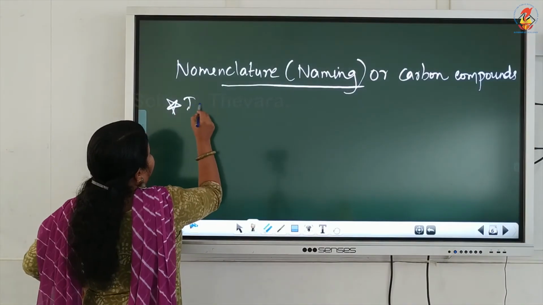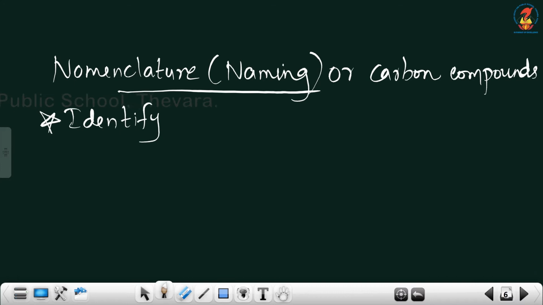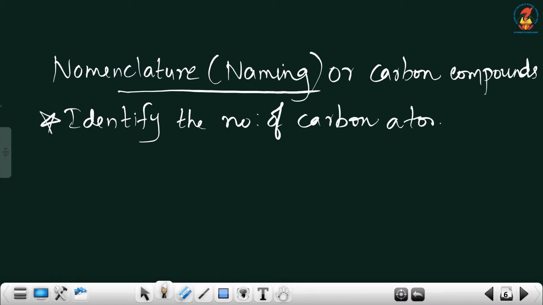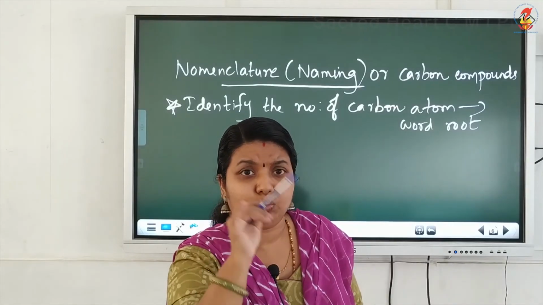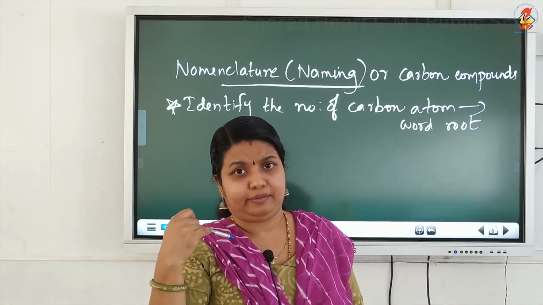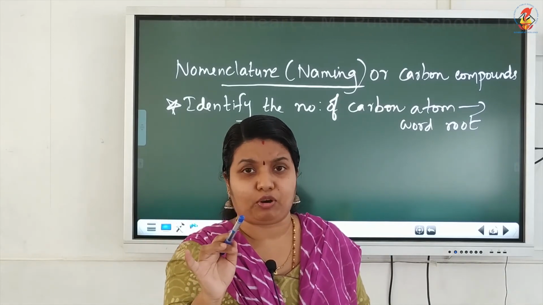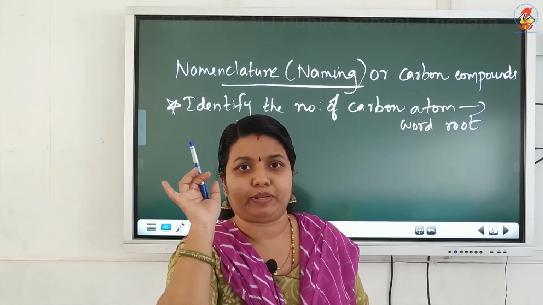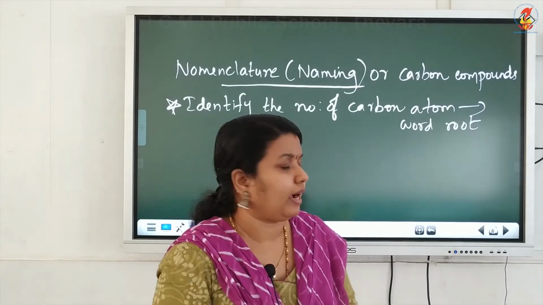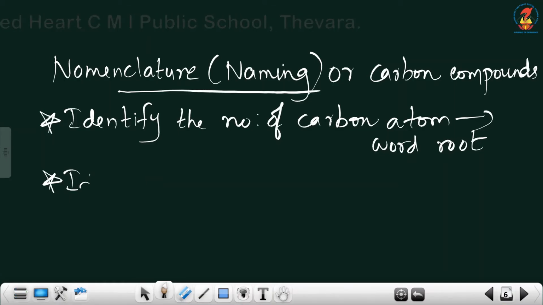First one is to identify the number of carbon atoms. First you count the number of carbon atoms in the given compound. Then find the word root. We have already learned the word root. If the number of carbon atoms is 1, we write it as meth, 2 is eth, then prop, but, like that. So, count the number of carbon atoms in the given compound, then select the appropriate word root depending upon the number of carbon atoms.